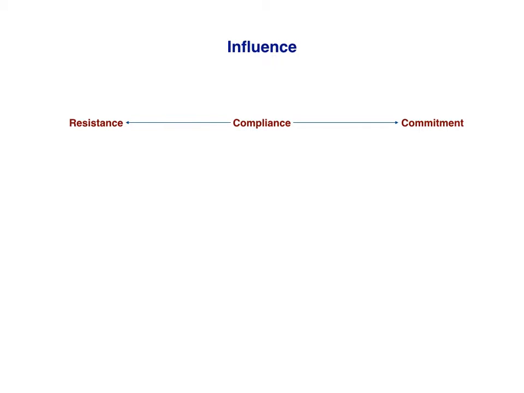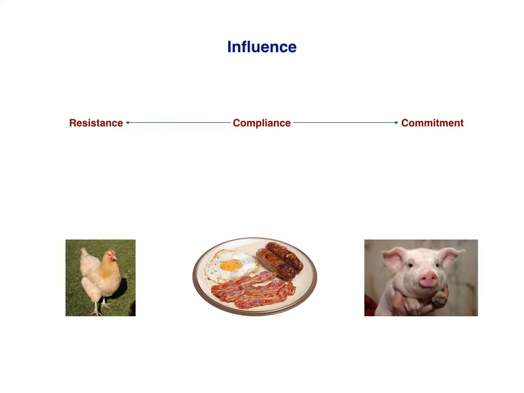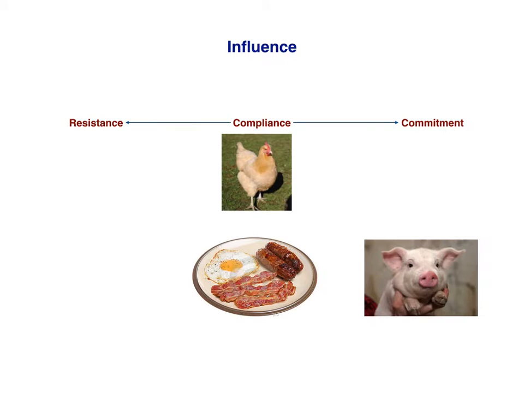For example, what level of influence is indicated by the contributions of the chicken and the pig in making the farmer's breakfast? The chicken complies, but the pig must be fully committed.